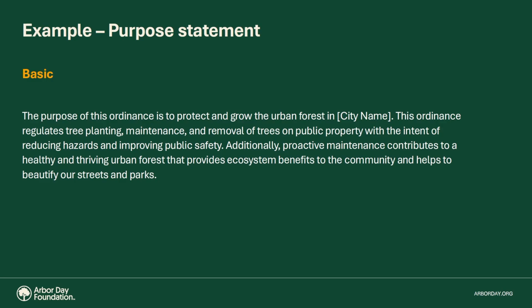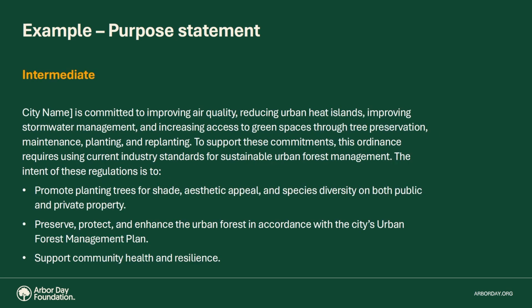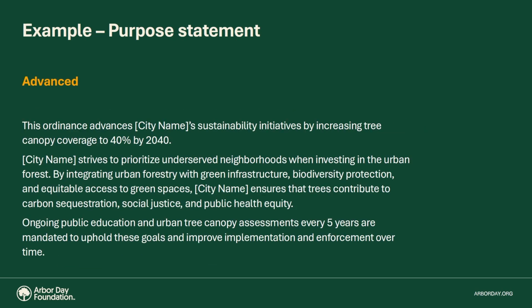So I'm not going to read through each of these, but I just want to give you a general idea. For instance, in the purpose statement, we'll say, well, here's a basic purpose statement. It says this is to protect and grow the urban forestry, and we're going to talk about regulating tree planting and tree maintenance. A more advanced section might say, hey, we're going to try and improve air quality, reduce urban heat islands, right? Really getting at more the meat of why we do community forestry, and then to promote the planting of shade trees.